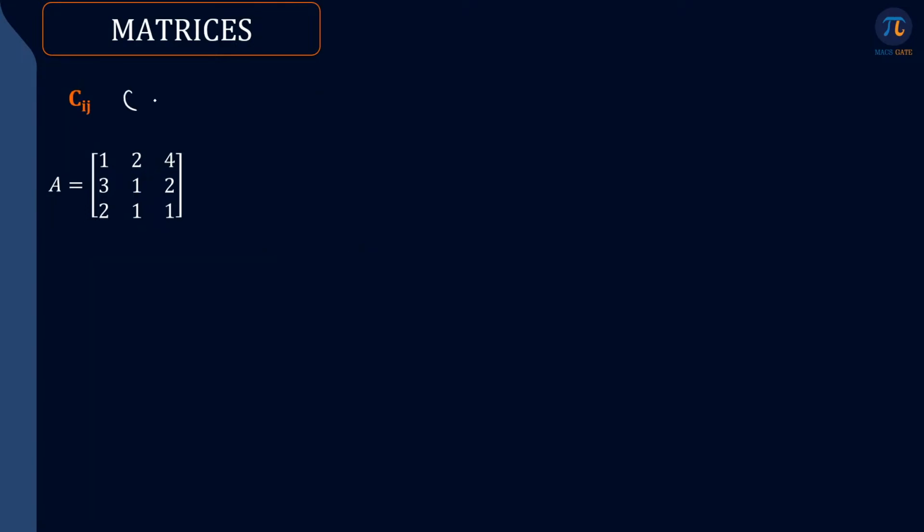Now comes cofactor. Cofactor of Aij, that is the ith row, jth column element. So cofactor is called signed minor. What is it? It is minus 1 power i plus j into minor.